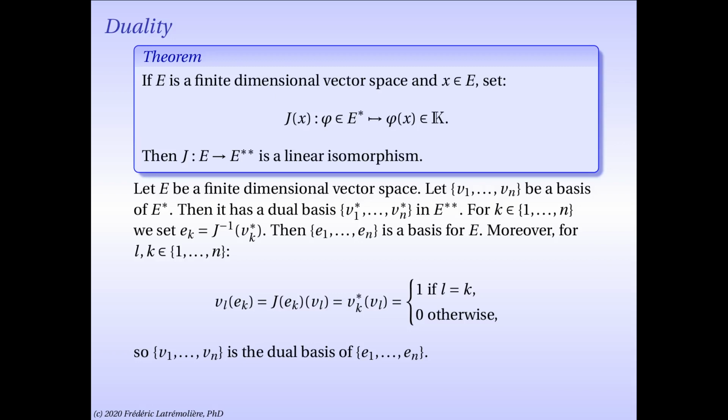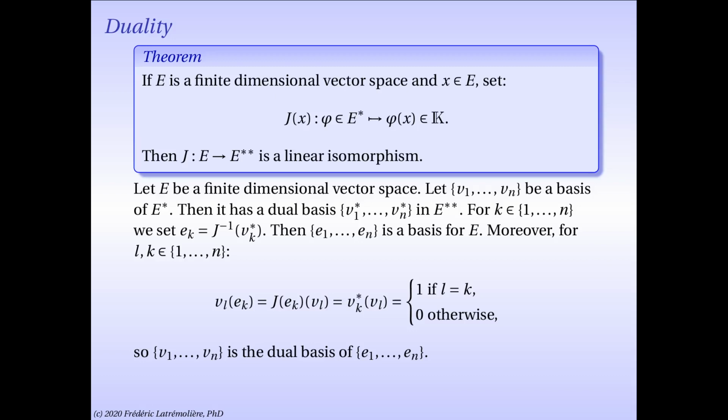Now, J, as constructed in the theorem, is a linear isomorphism from E onto the bidual of E. So what I can do is, for any k between 1 and n, define E sub k as the image by the inverse of J of V star k.